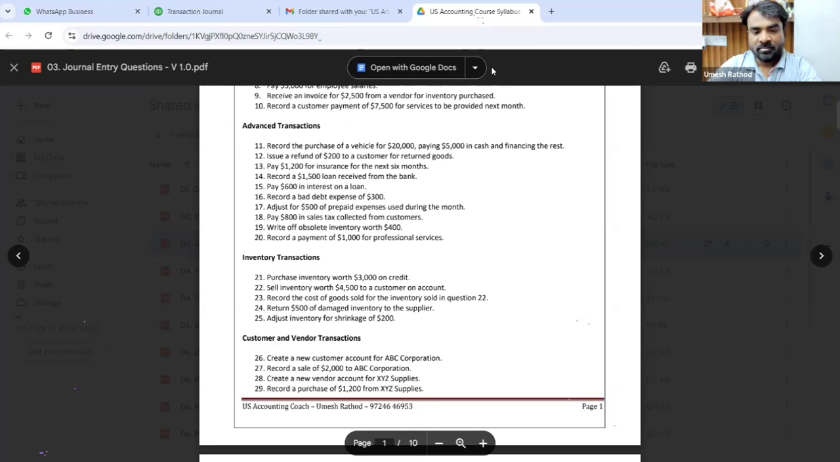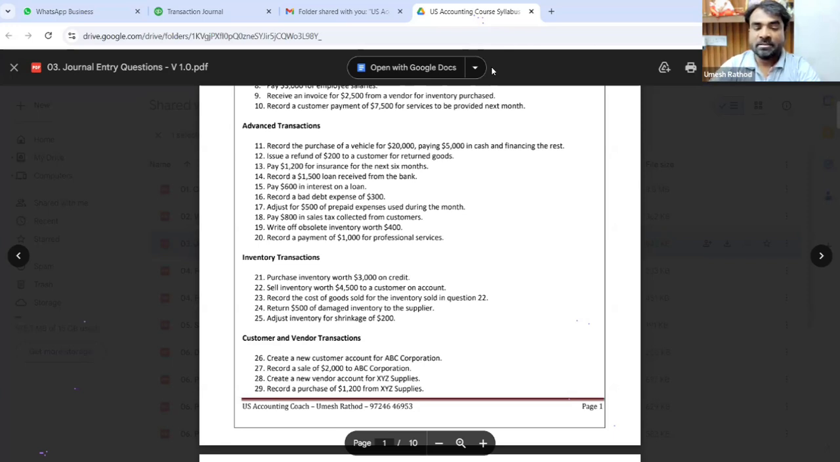Now, pay 600 in interest on loan. What you are paying? Interest. And interest is your expense, correct? So interest expense debit, to bank. And from where you are paying? From the bank account, no? You are paying interest on the loan. That means interest account debit and bank account credit.